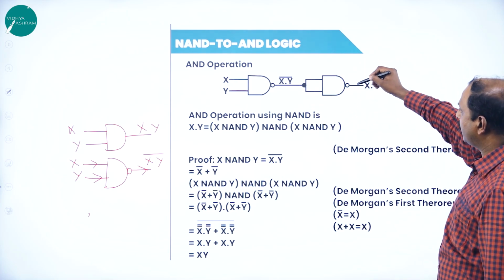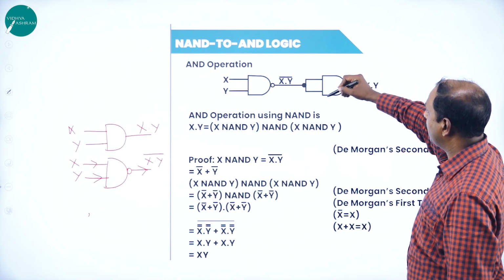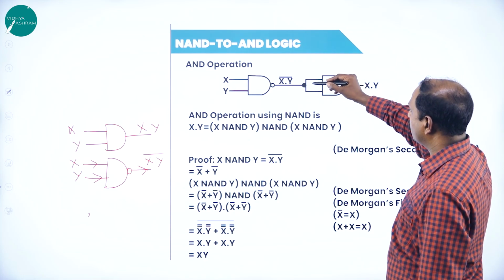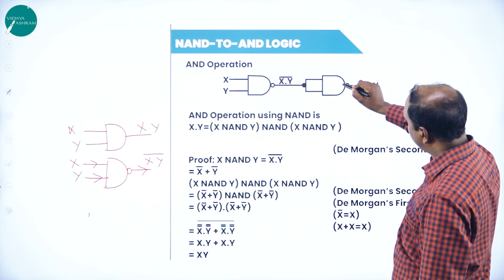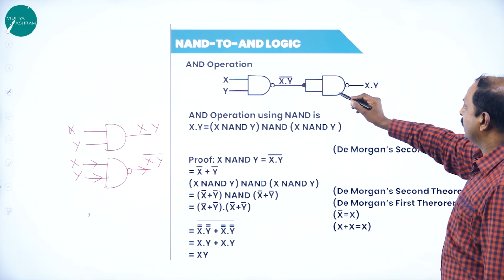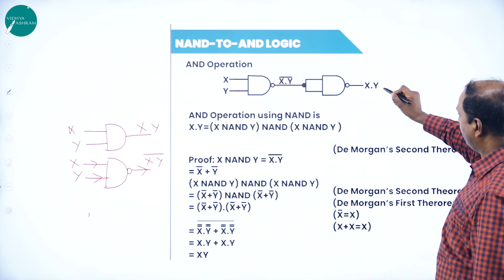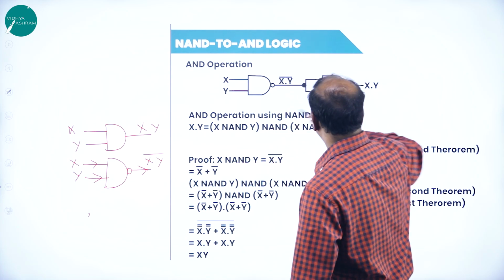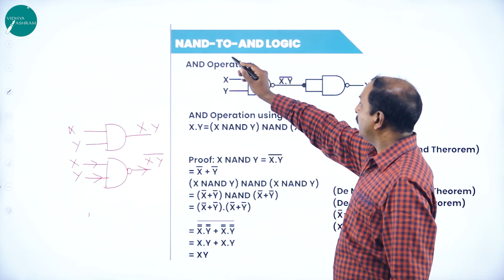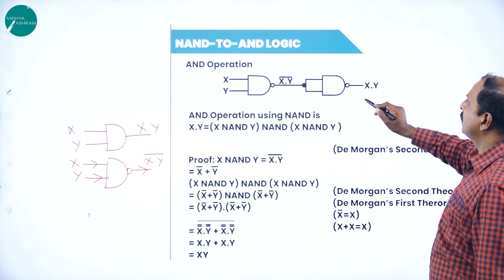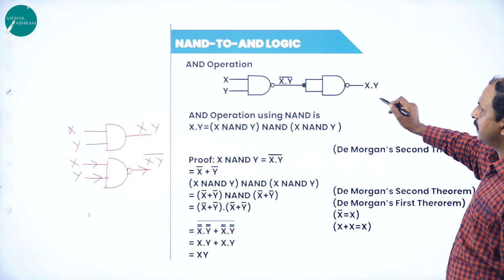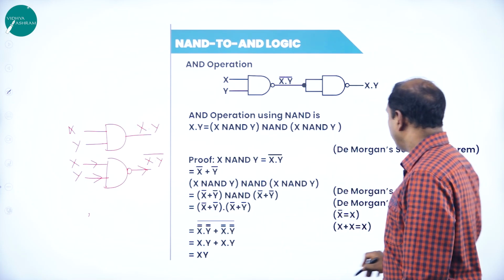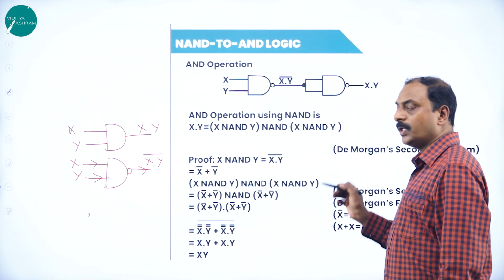And if you have one more NAND gate here, this NAND gate will have two inputs, but we have only one output. So we have to short these two inputs so that the output of the first gate becomes the input of this NAND gate. So finally, the result will be X dot Y. This is the output of the AND gate. We have got this output by using NAND logic. So this is how we design a circuit for the AND operation, and similarly, it can be proved by using various Boolean theorems.